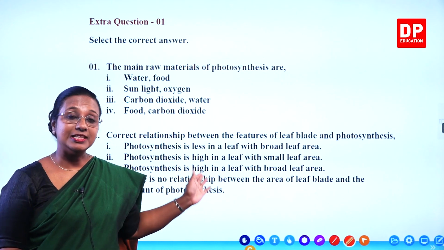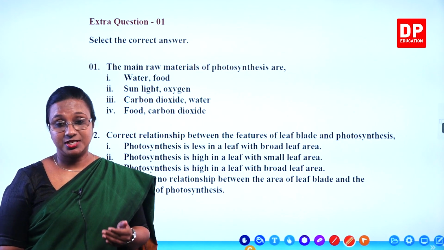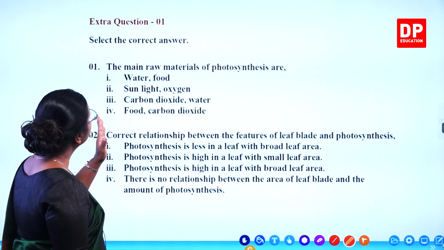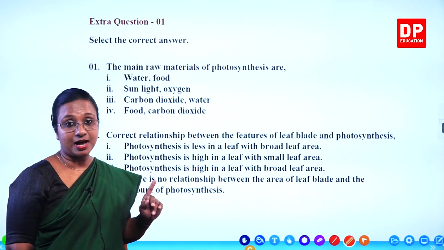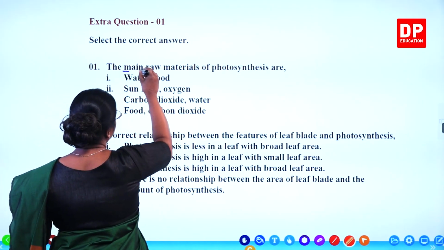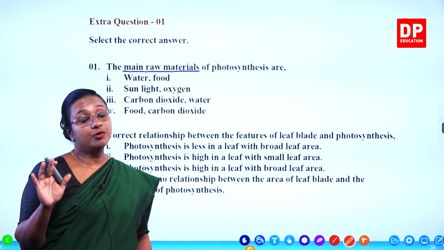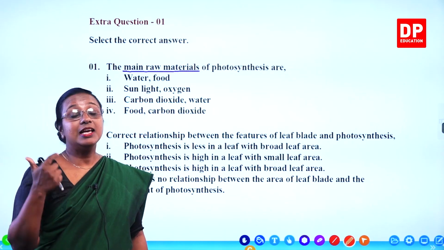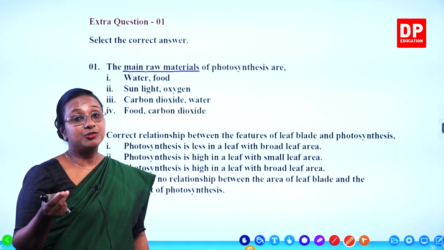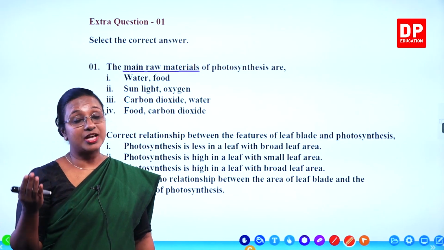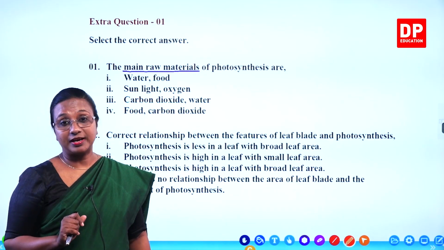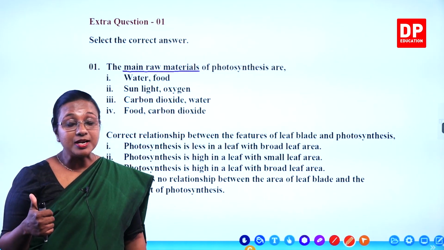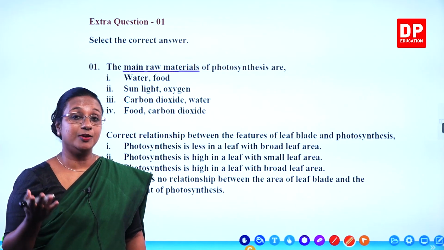Now, you are very familiar with these types of multiple choice type questions, MCQ questions. What is the first one? The main raw materials of photosynthesis are. Look at the question carefully. Main raw materials. You know that there are factors needed for photosynthesis. The plant needs sunlight. It has chlorophyll. In addition to that, it needs carbon dioxide and water. Out of these four factors, what are the raw materials? You can remember we wrote the equation. Carbon dioxide and water are used to produce food.